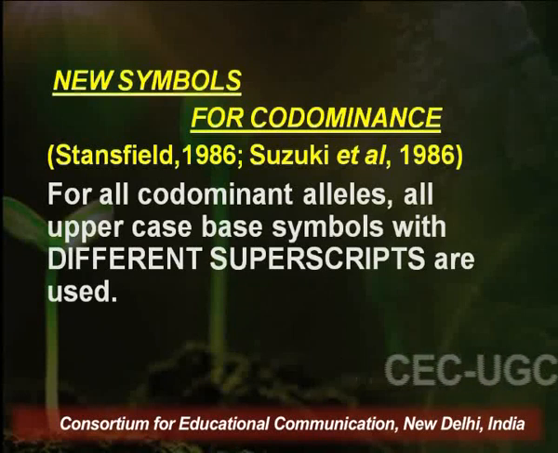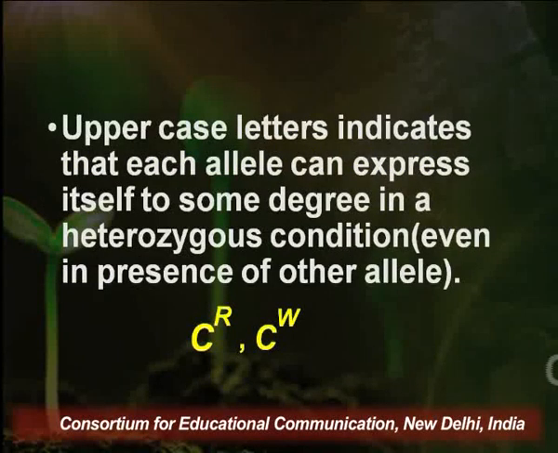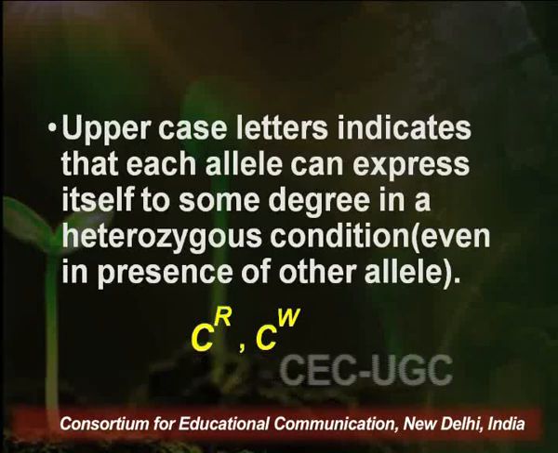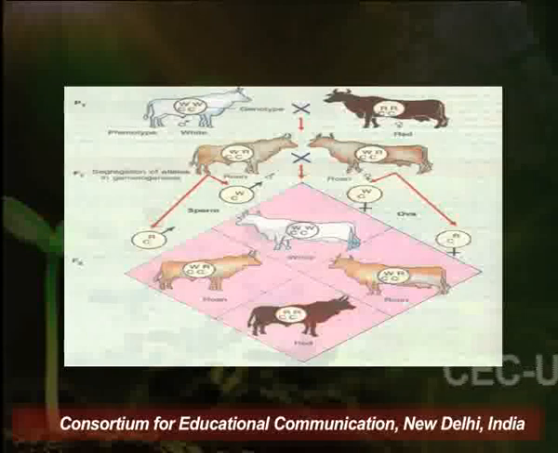As we had been using R and W together, they say no, it is of a different type. The uppercase letters would indicate that each allele would express itself to some degree, as well as the other allele. Since they are going to express themselves in equal measure, we have something like C^R and C^W, and we have been repeatedly saying it is better to represent these alleles in italics, because that is now the convention.